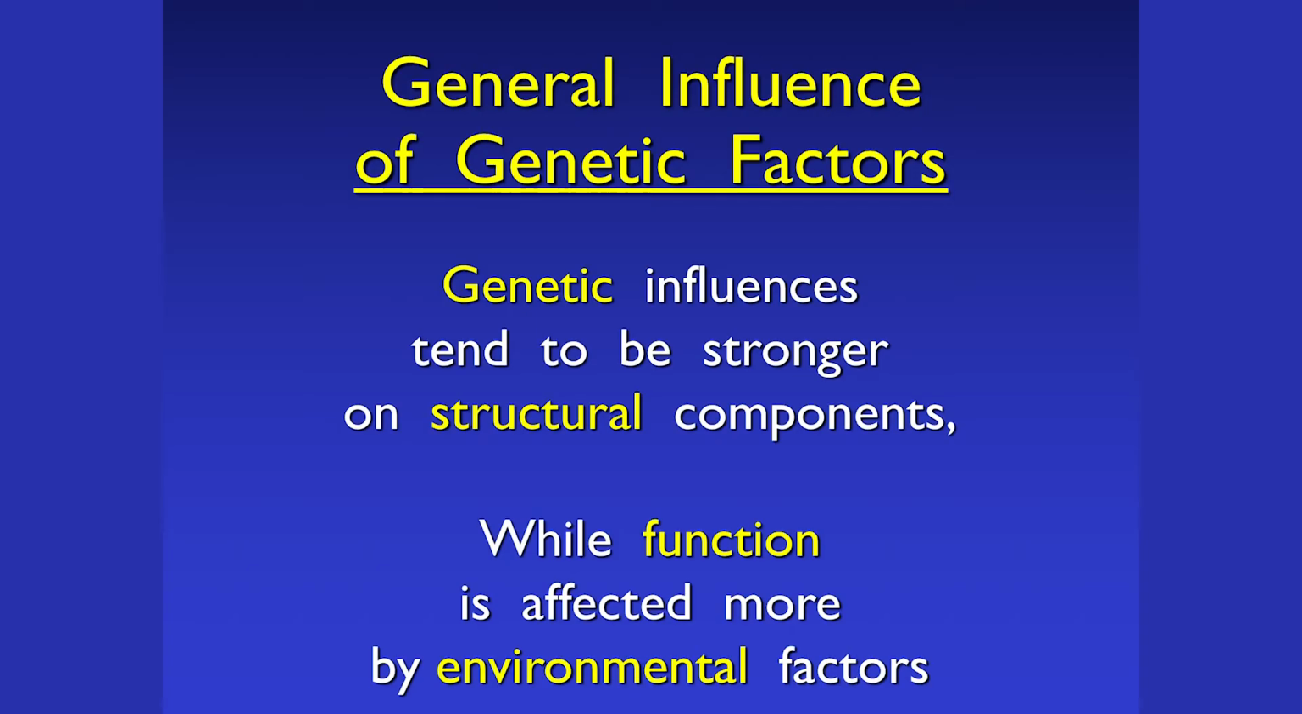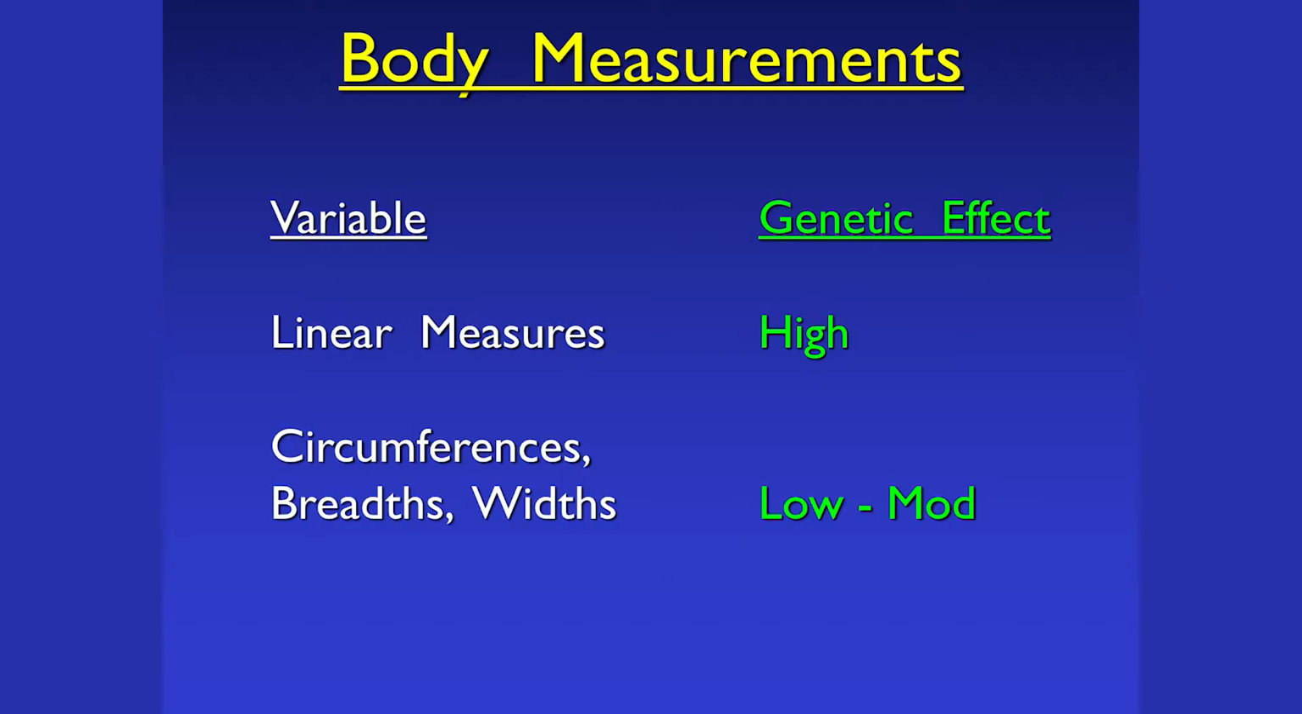Now, the genetic influences tend to be stronger on structural components. How tall you are, how wide you are, what's your waist circumference, that sort of thing. That tends to be more genetic. Whereas the function is more influenced by environmental factors. And I'll give you an example. How tall you are, how big your muscle is, how big your waist is, how tall you are is a very high genetic component.